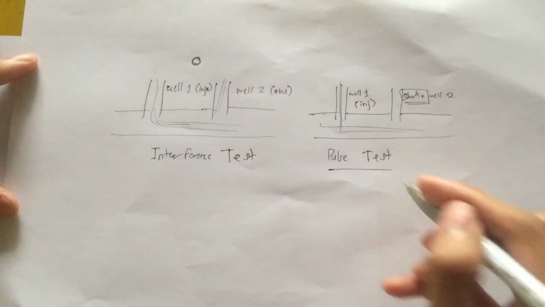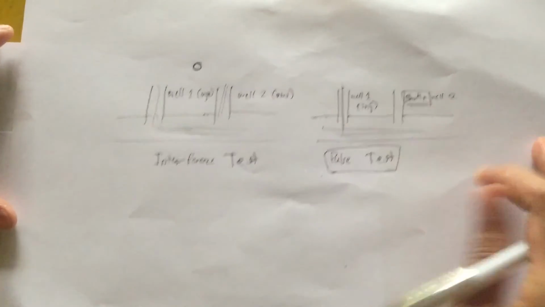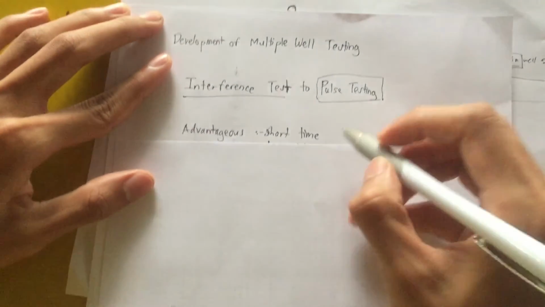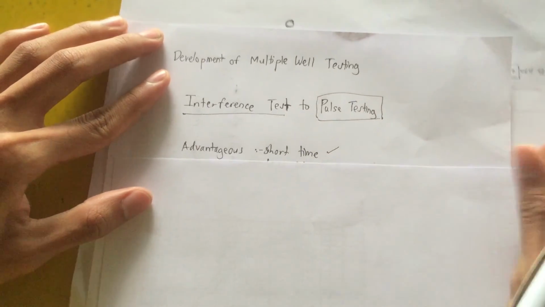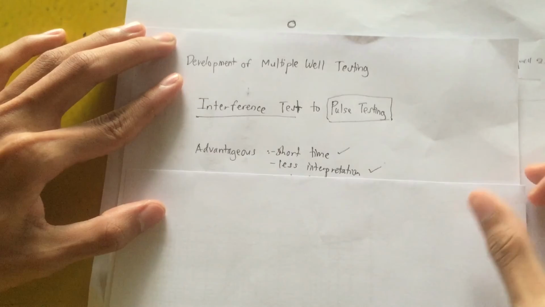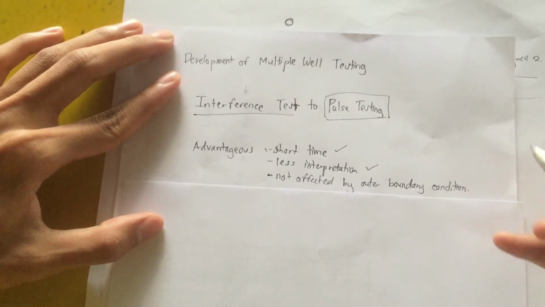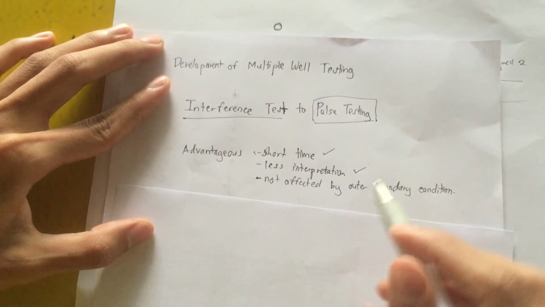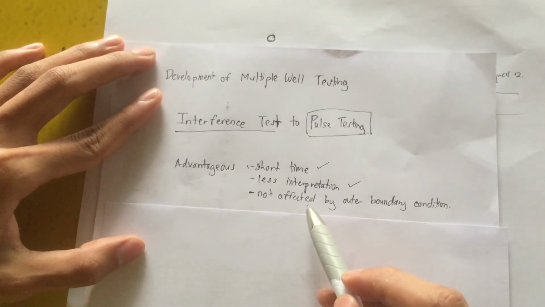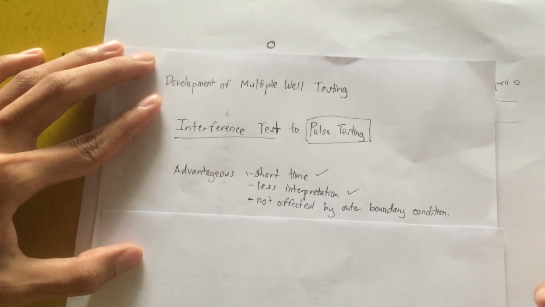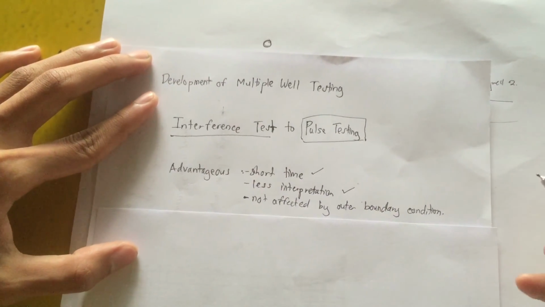Why do we have this pulse test? There are three reasons. First, it requires a short time due to the shut-in process. Then you will also have less interpretation due to the shut-in process. And lastly, because of the shut-in process, the pressure reading or result will not be affected by the outer boundary conditions that affect the interference test.